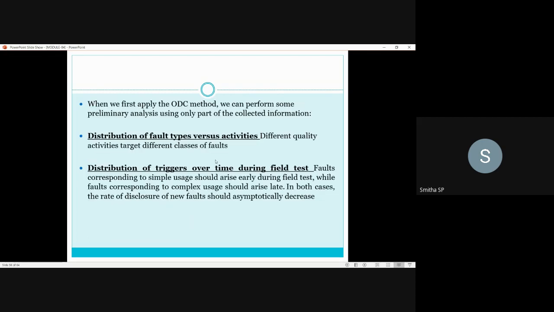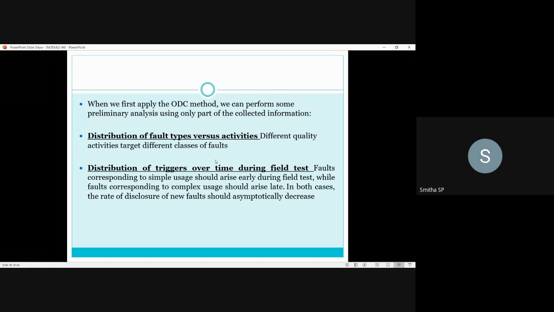When you first apply the ODC method, you have to perform an analysis, which we call a preliminary or primary analysis, using some of the information that you have collected, such as the distribution of fault types versus the activities. You have to go through the different quality activities, identify what quality activities are targeting the different classes of faults, and distribute them. The next thing is the distribution of triggers over time during field test.